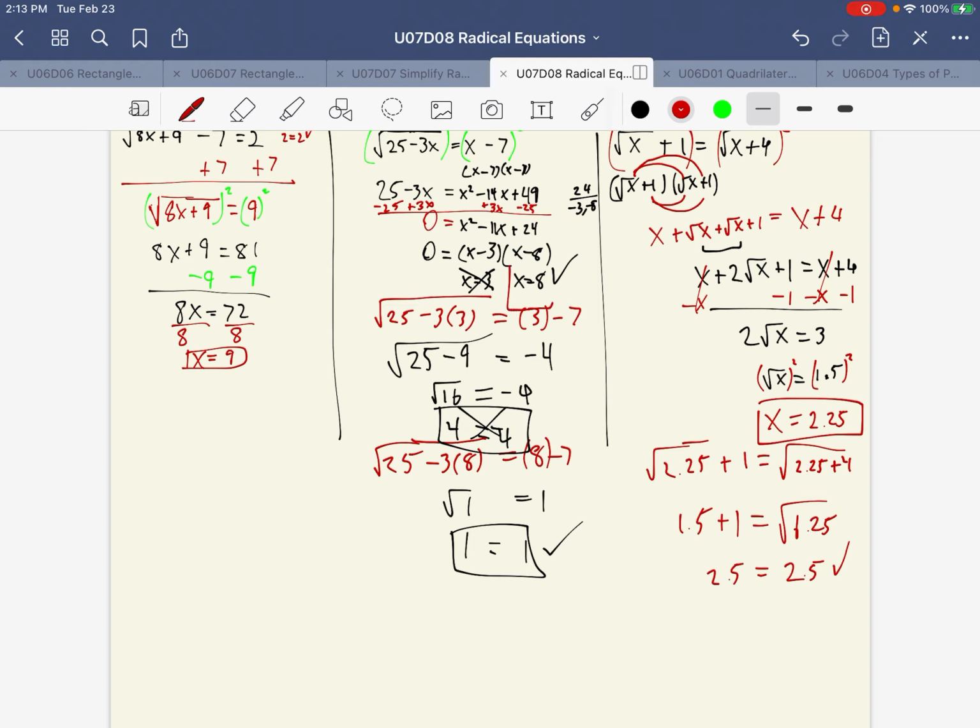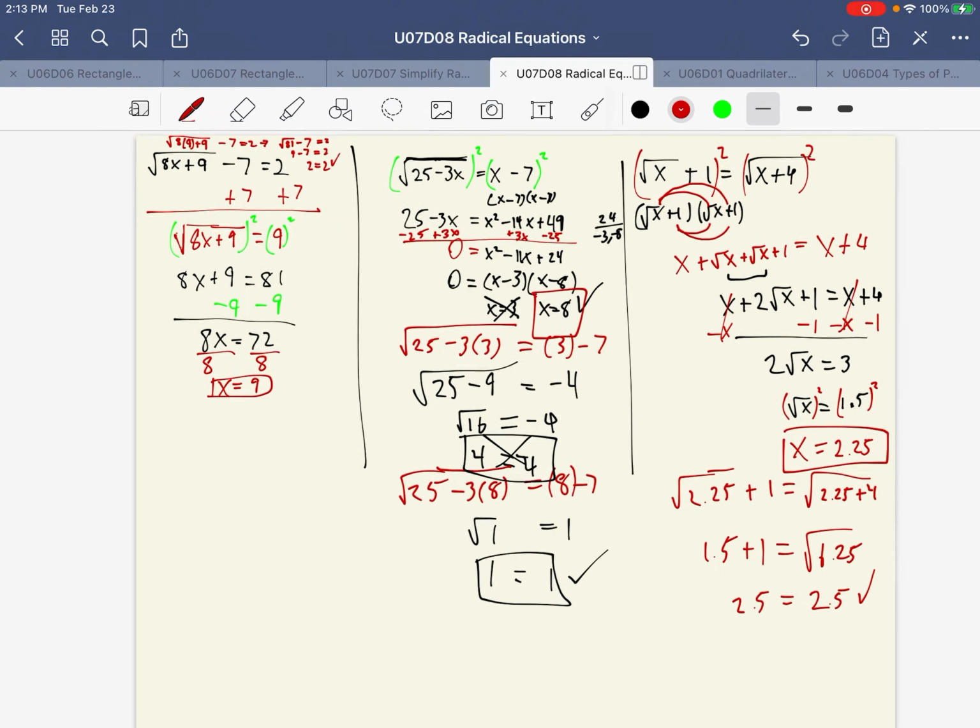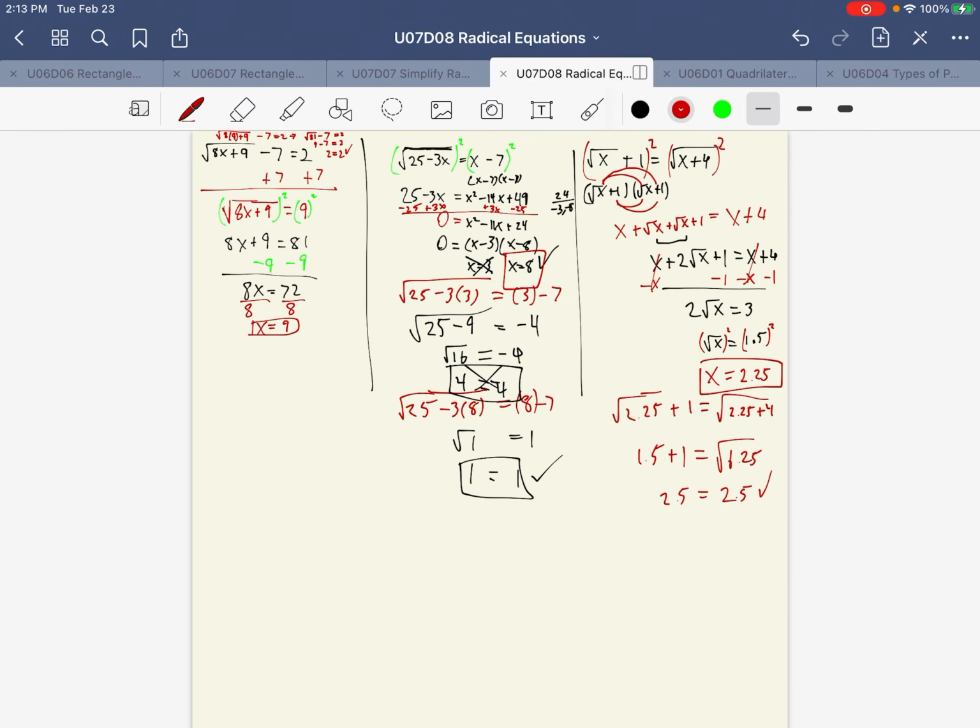For this example, 8 was a solution, but 3 was not. And for this example, 9 was a solution. And those are how to solve radical equations.